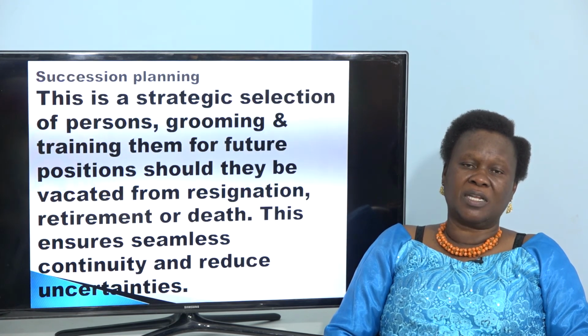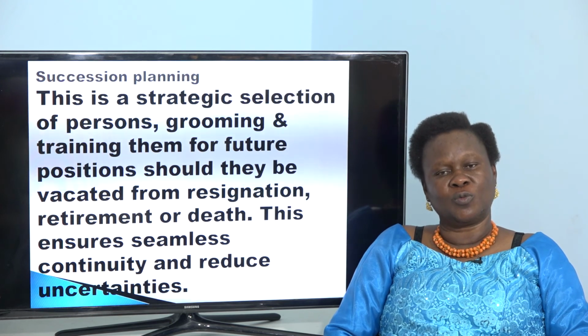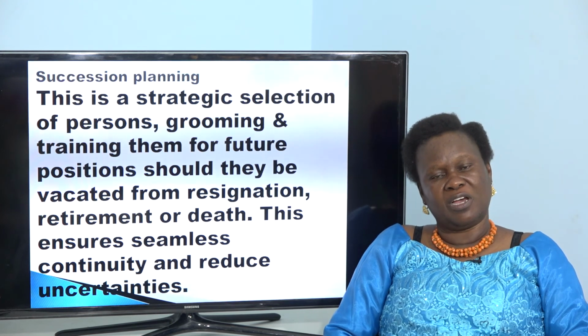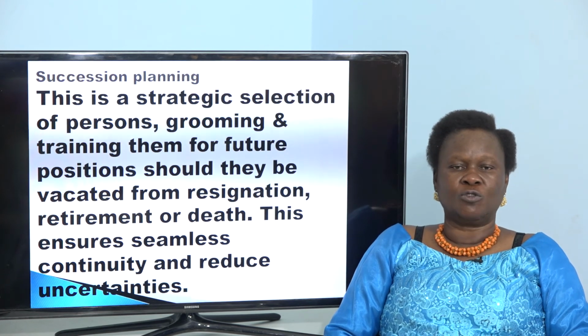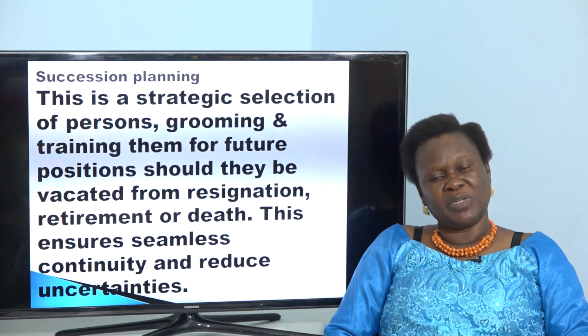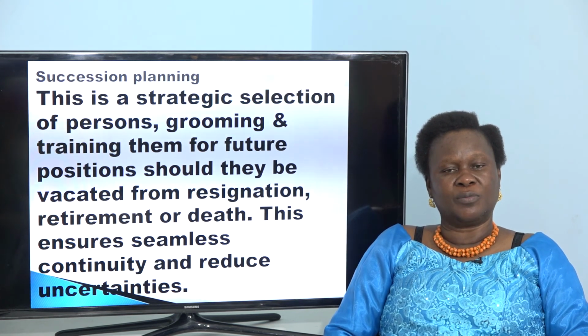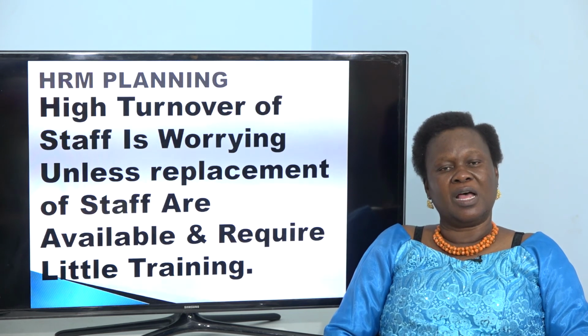Now, this is a strategic selection of persons: succession planning. You target certain people, groom them, train them, mentor them, coach them for future positions in the organization, should those positions be vacated through resignation, retirement, or death. This ensures seamless continuity and reduction of uncertainties. So if one particular person is absent, that person would be replaced and the business would continue. Now, HRM planning, high turnover.